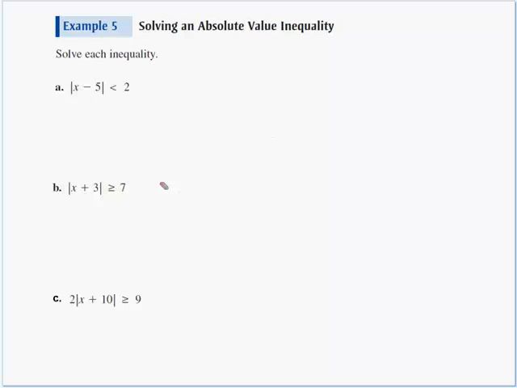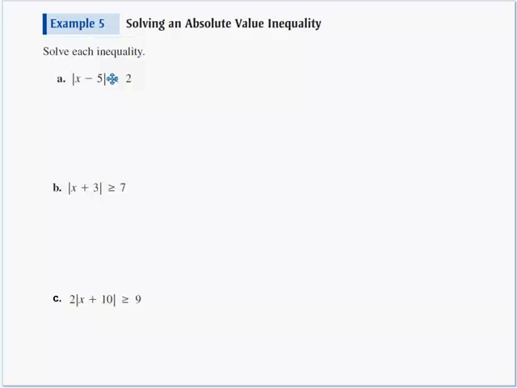Okay, let's try some examples out here. And I think for this section, this is our only example with 3 parts here. Solve each inequality. And we're also going to do a quick sketch of the graph just because I'm such a math nerd. I love graphing these inequalities. Let me move these down here. All right, the absolute value of x minus 5 is less than 2.